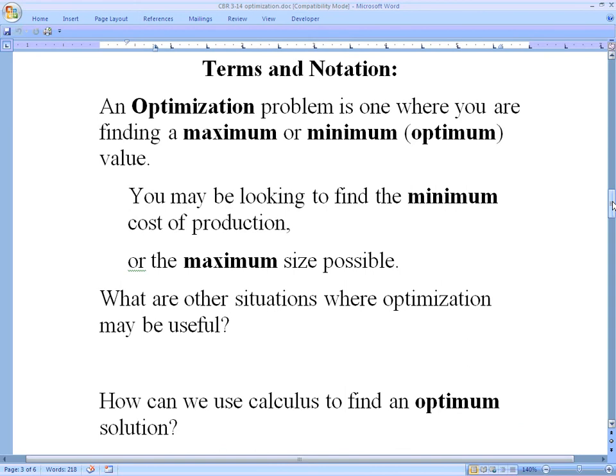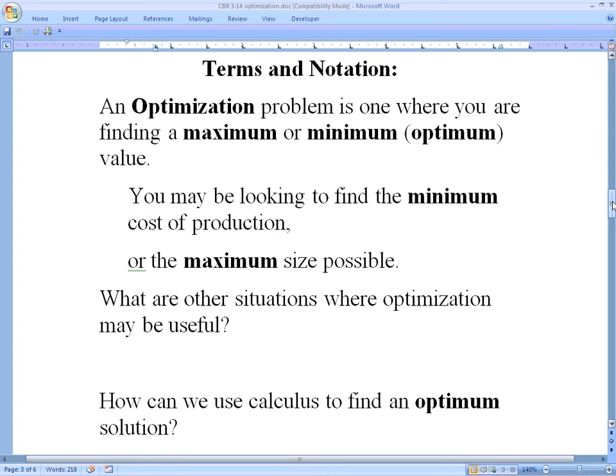For example, we may be looking to find a minimum cost of production. Or we might be looking for a maximum size possible, or minimum amount of time, or maximum amount of time, or maximum amount of profits, or minimum cost. These are all, again, different things that we could deal with, minimums and maximums. So sometimes we want it to be the highest value possible, other times lowest.